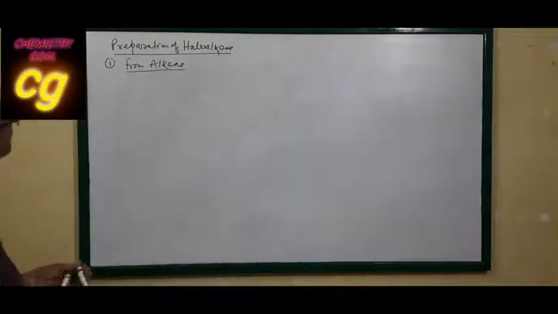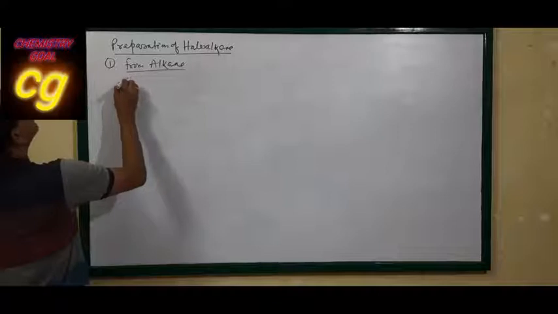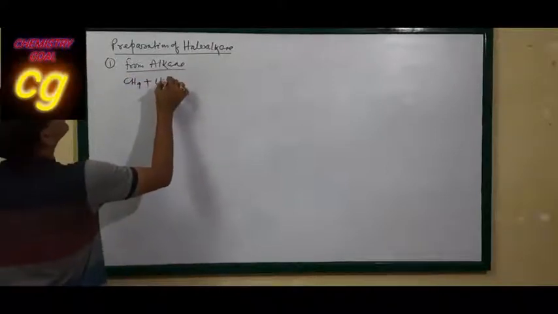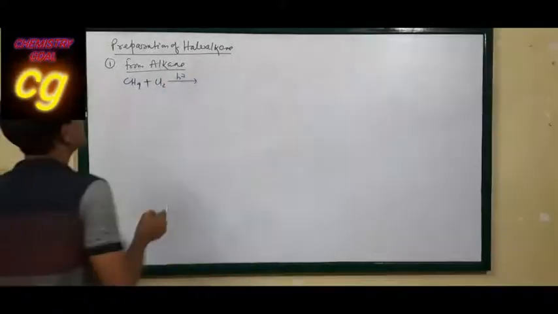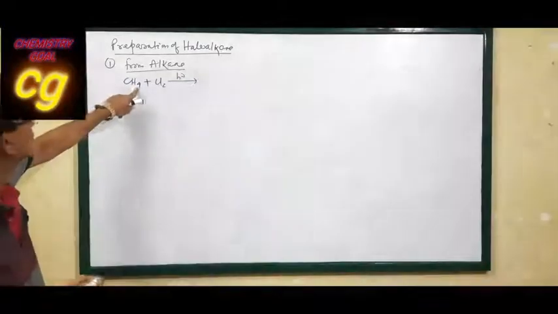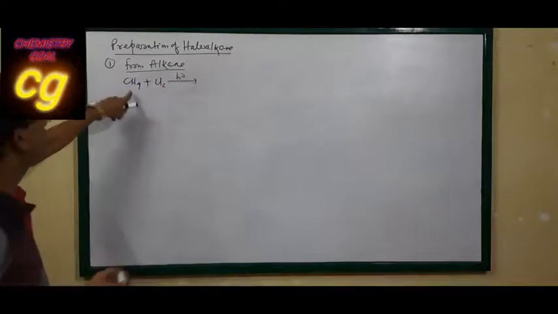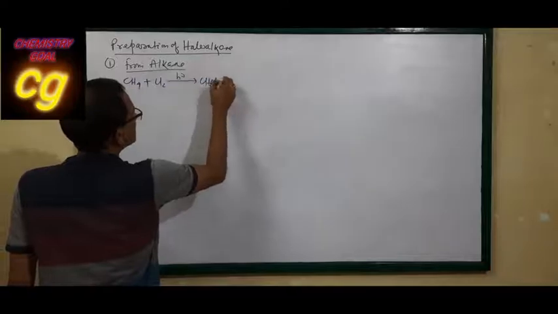It can be prepared from alkane by halogenation method. If you take, let it be, methane plus chlorine in presence of light or heat, as it has 4 hydrogens, so 4 chlorines can be substituted here. So the first product is CH3Cl.